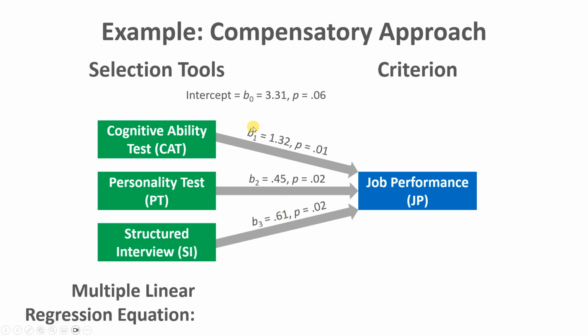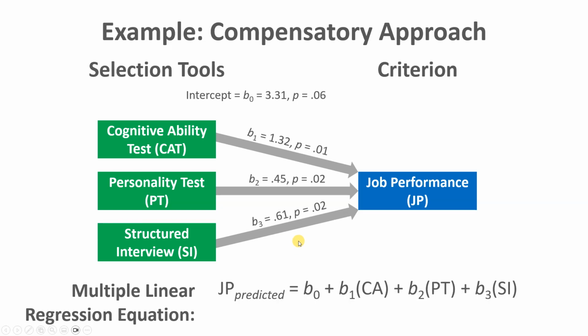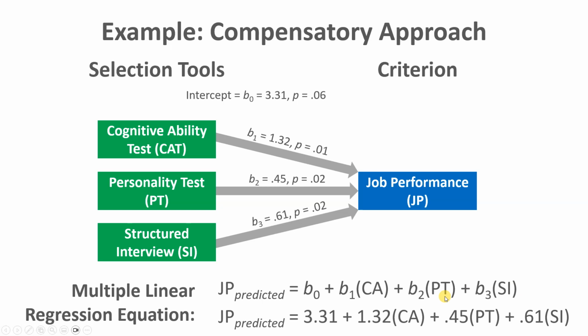So moving a step further, we can extract these coefficients, our B sub 0, B sub 1, B sub 2, B sub 3, and construct a multiple linear regression equation. Here you'll see that our criterion predicted, which is specifically job performance predicted, is equal to B sub 0, our model intercept or constant, plus B sub 1 times scores on our cognitive ability test, plus B sub 2 times scores on our personality test, plus B sub 3 times scores on our structured interview. Now, if we plug in the actual regression coefficients into this model, you'll see the following equation here.